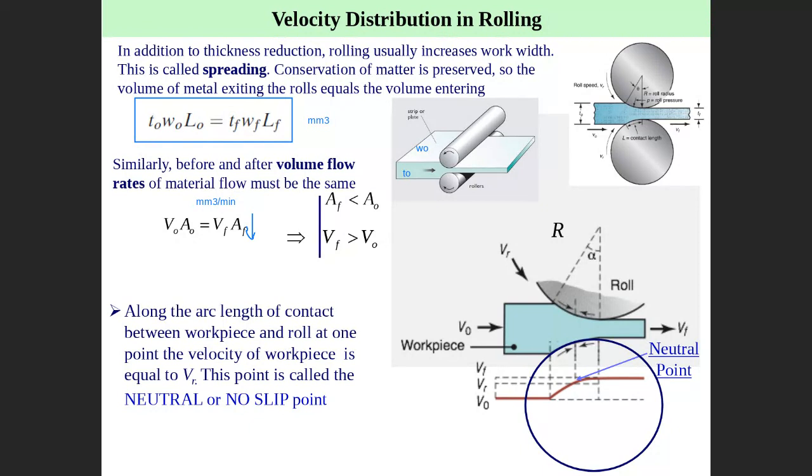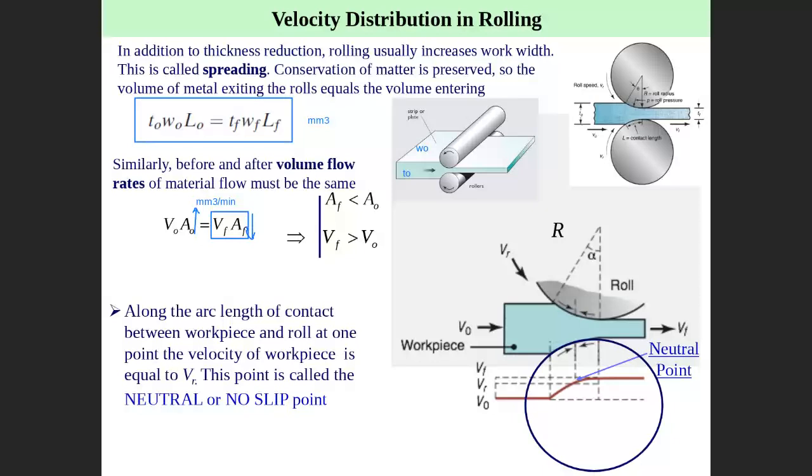AF is low, and AO is high. As AO is bigger and AF is smaller, can you see that? Then what about the VO and VF? Then VF must be bigger, because this value is constant.